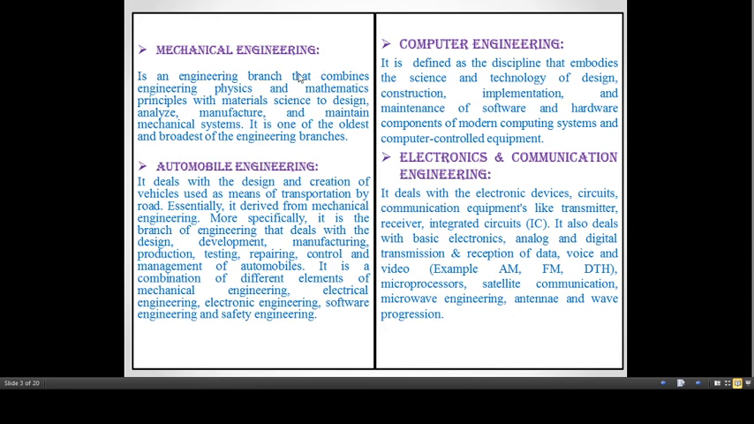The first one is mechanical engineering. It is an engineering branch that combines engineering, physics, and mathematics principles with material science to design, analyze, manufacture, and maintain mechanical systems. It is one of the oldest and broadest of the engineering branches. So what about automobile engineering? It deals with the design and creation of vehicles used as means of transportation by roads. Essentially, it is derived from mechanical engineering.